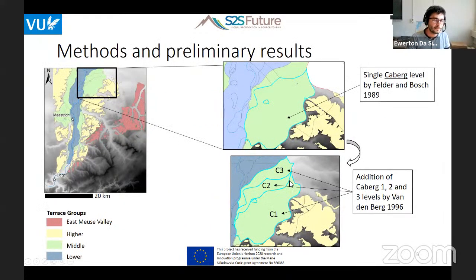So here are some very preliminary results. I just want to show how we're doing the compilation of the already published data. For example, in this figure, we can see that Felder and Bosch in 1989 mapped the single unit highlighted on your screen as the Kaberg level, one single level. But then in 1996, Vandenberg, using a different approach, was actually mapping the terraces based on the top of the terraces. He found 3 different levels for the same unit.